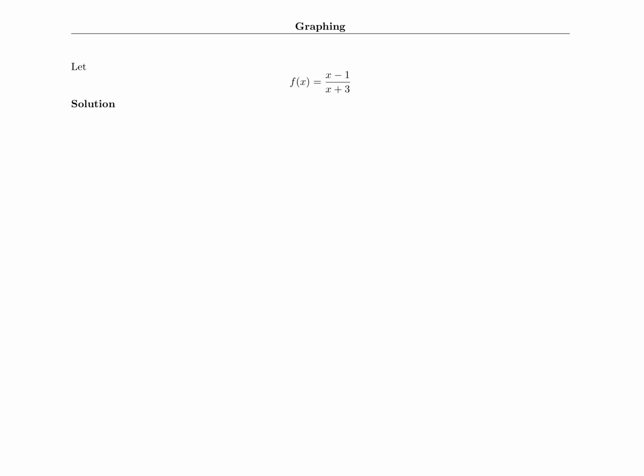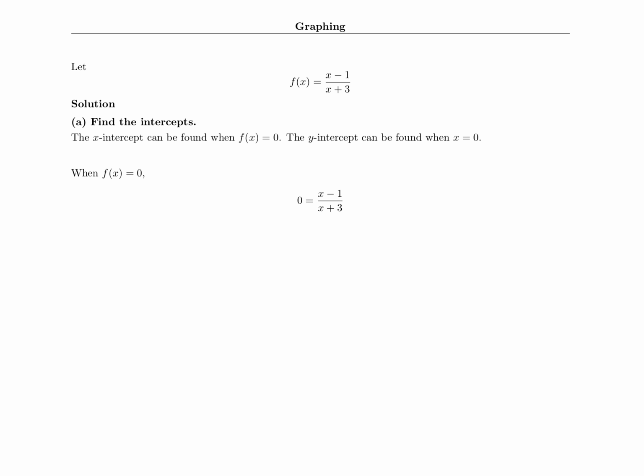Now in part A, we are required to find the intercepts. This is usually quite simple, even if the function may appear somewhat ugly. To find the x-intercept, we need to set y equals 0, or equivalently, f of x equals 0. Doing this, we get the equation 0 equals x minus 1 over x plus 3, and then we can multiply both sides by x plus 3 to get 0 equals x minus 1. From this, we can find the x-intercept to be x equals 1.